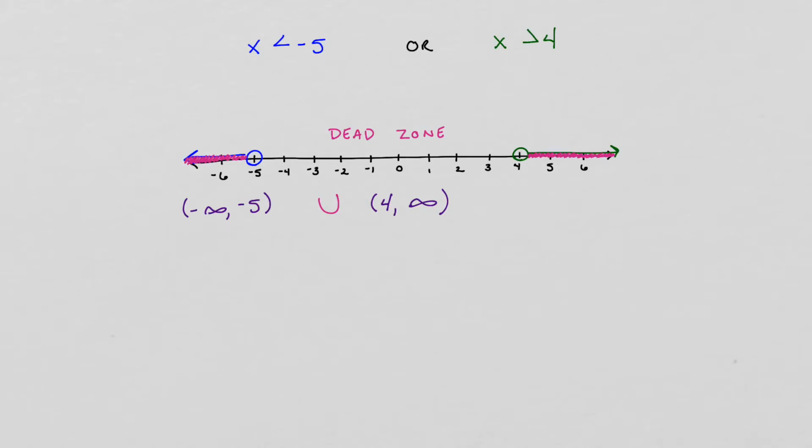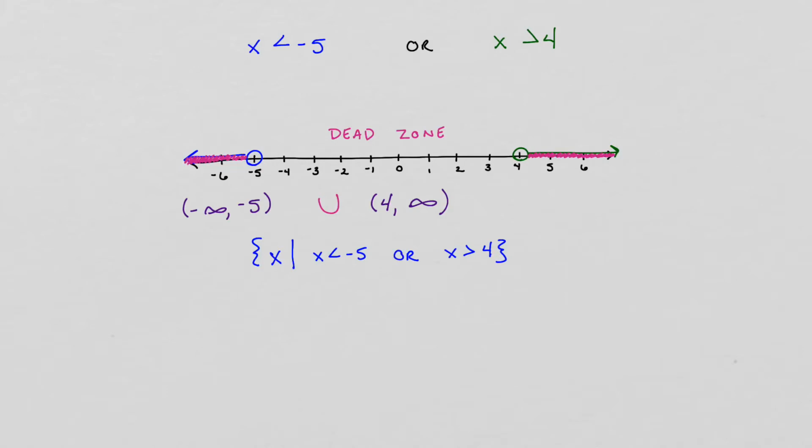The set builder notation is kind of underwhelming in a sense. Again, we're going to start off with our curly bracket. We're going to address what variable we're referring to, and we're going to say x is less than -5 or x is greater than 4. Essentially, I've just rewritten the problem.